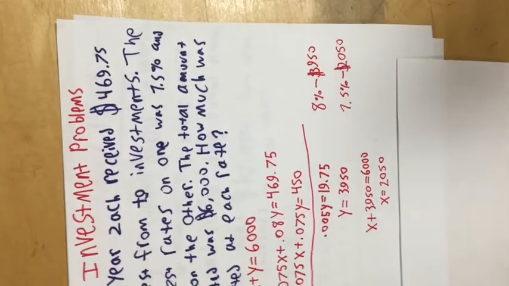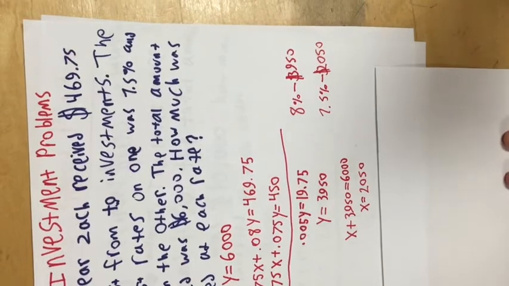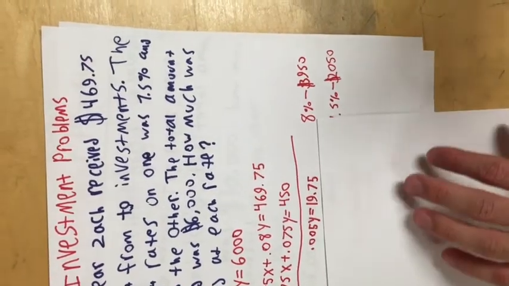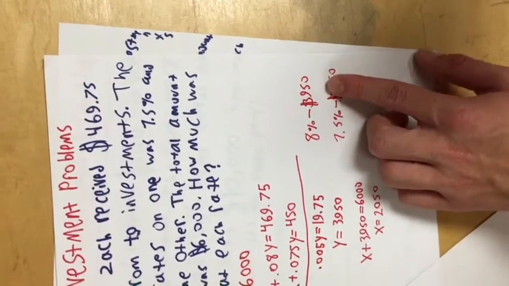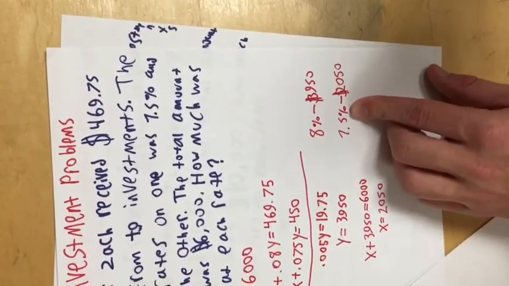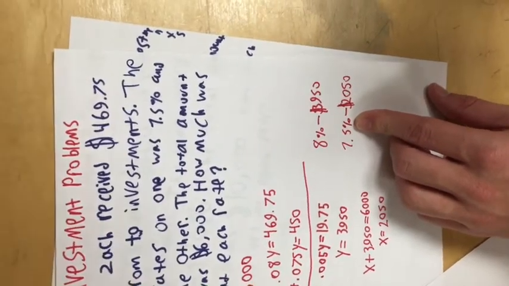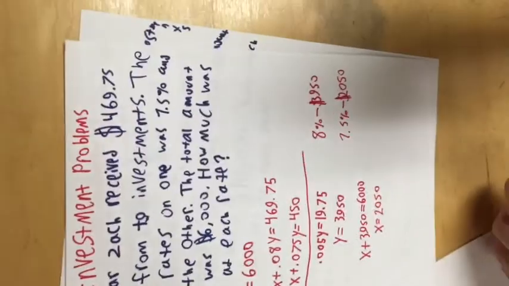X plus 3950 has to equal 6,000. So x equals 2050. At 8%, therefore, there was $3,950 invested, and at 7.5%, there was $2,050 invested.